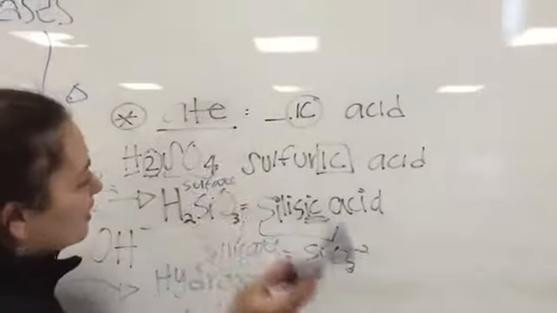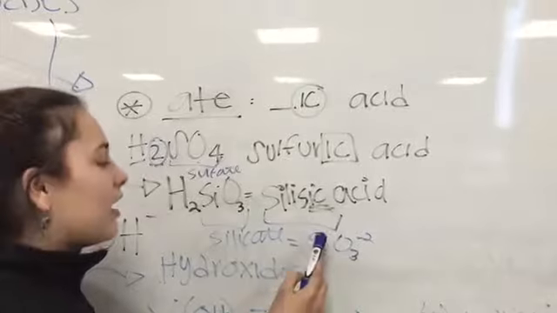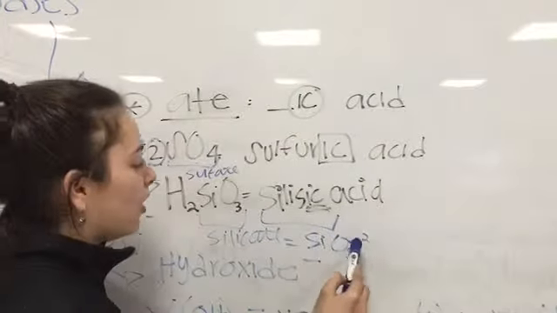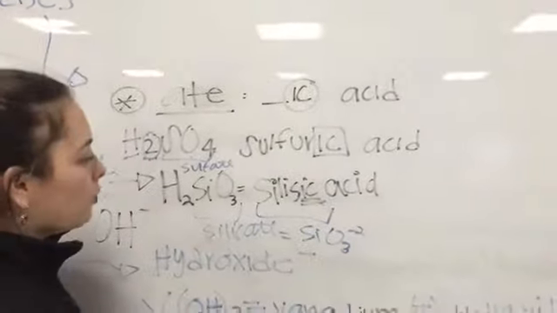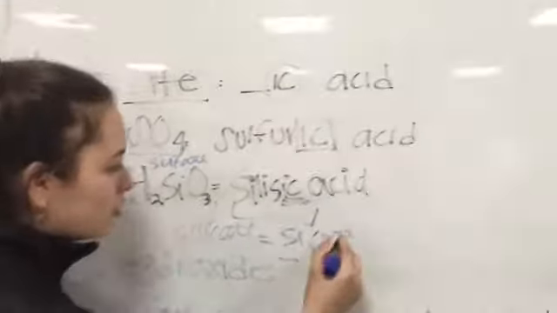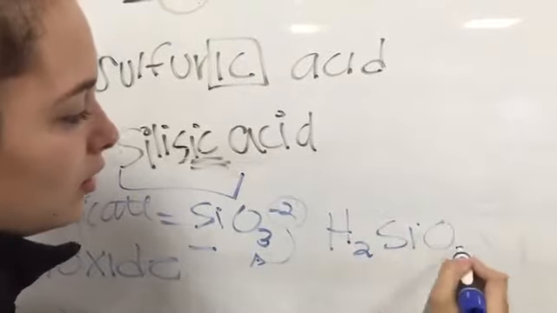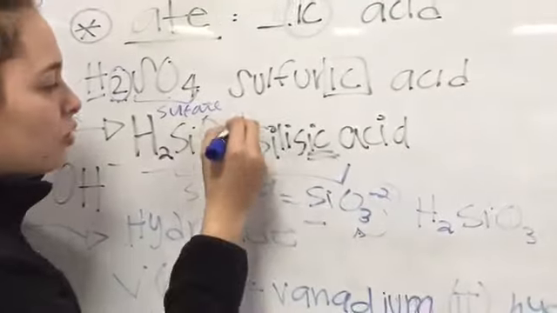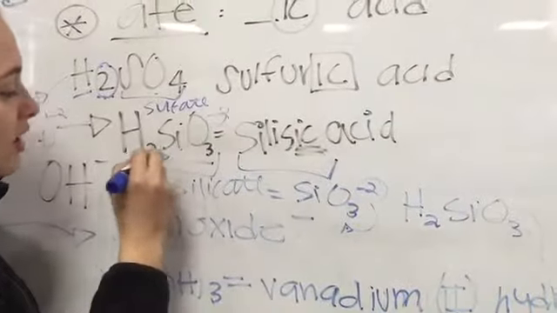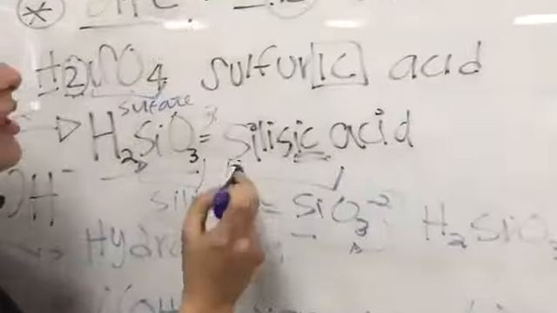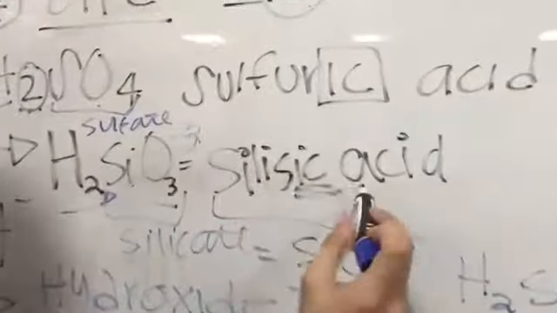Silicic is silicate, and silicate is SiO3 with a charge of -2. So you pass the -2 underneath the H and it's hydrogen 2 silicate. And here's the formula, because you have the -2 and you cross it and it comes down with the H. So it's silicic acid. Remember to always put acid at the end.